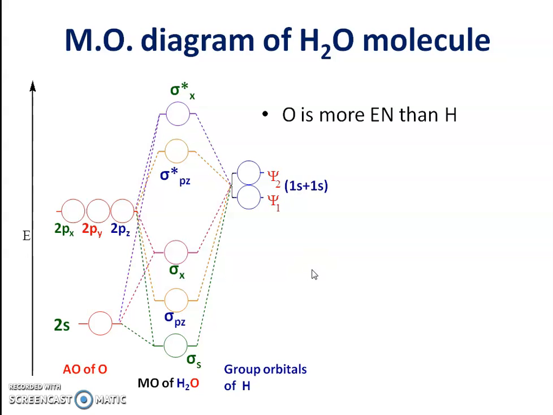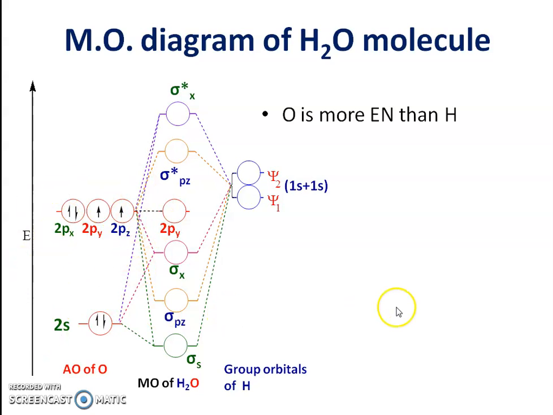Now we try to fill the electrons. At the same time, the 2py atomic orbital of oxygen remains as a non-bonding orbital. It is not involved in the process of formation of bonding and anti-bonding molecular orbitals. Now in the outermost shell of oxygen there are 6 electrons. First, second, third electron enter in 2px, fourth electron enters in 2py, then fifth electron in 2pz, and the sixth electron is paired in 2px atomic orbital.